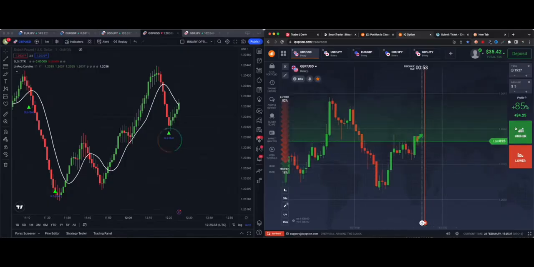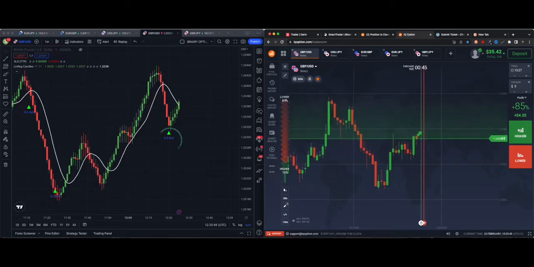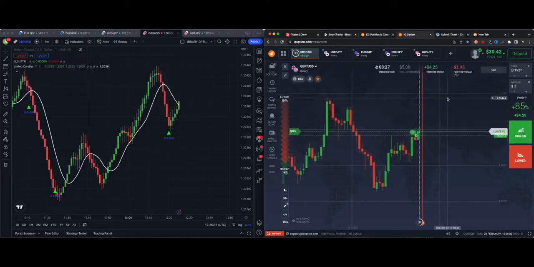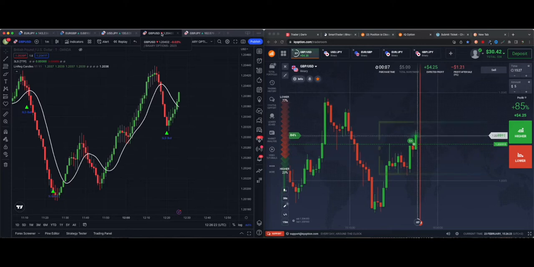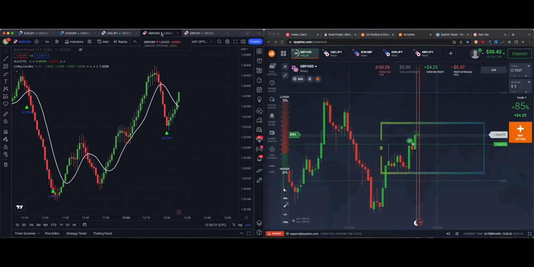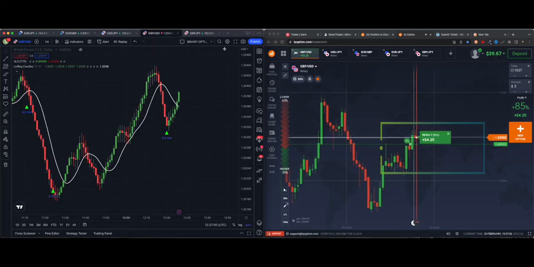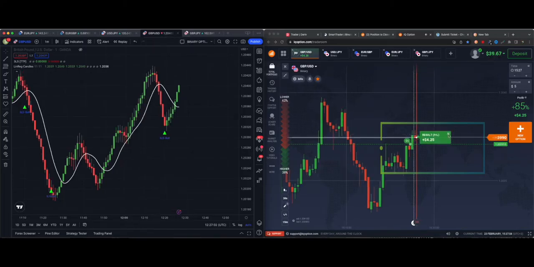First trade setup on the sterling pound against the dollar. A call signal from the 3-line strike indicator and the candlestick body is above the white trigger line. All conditions have been met. Trade taken on the next candle for 1-minute expiry. Trade on the move, and there we go. We got the first win using the strategy.